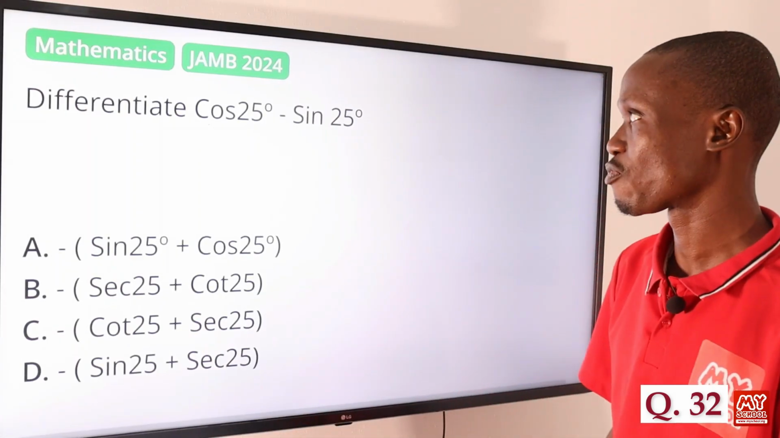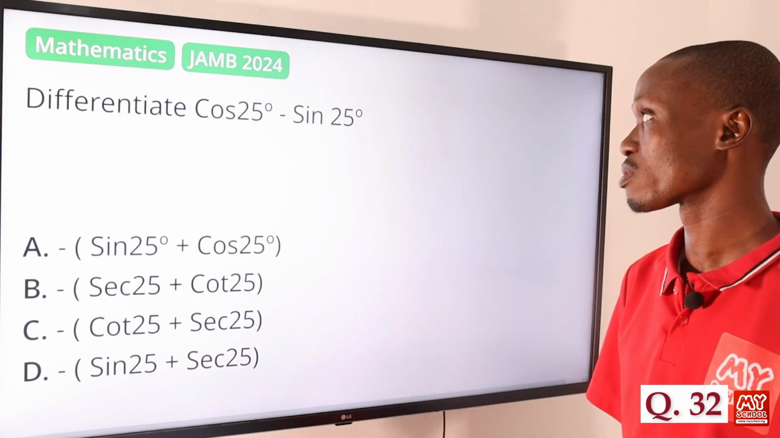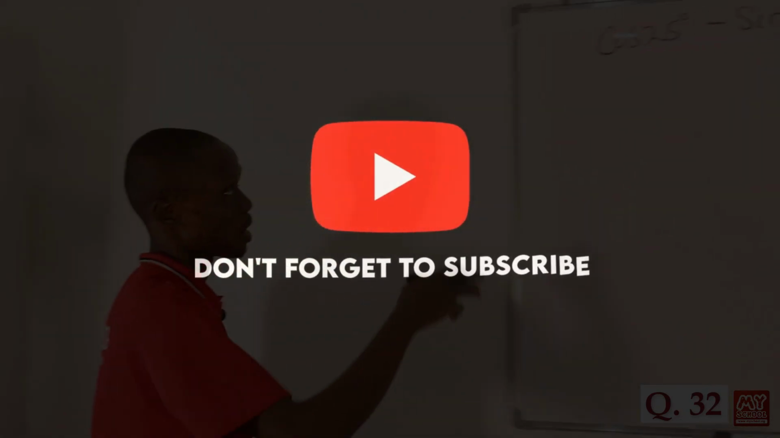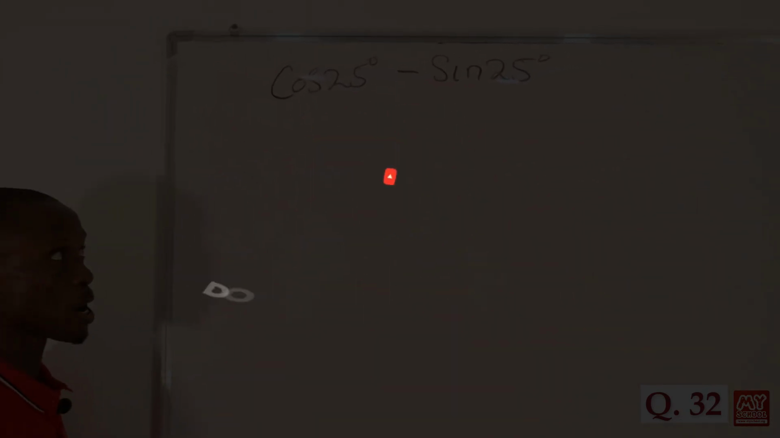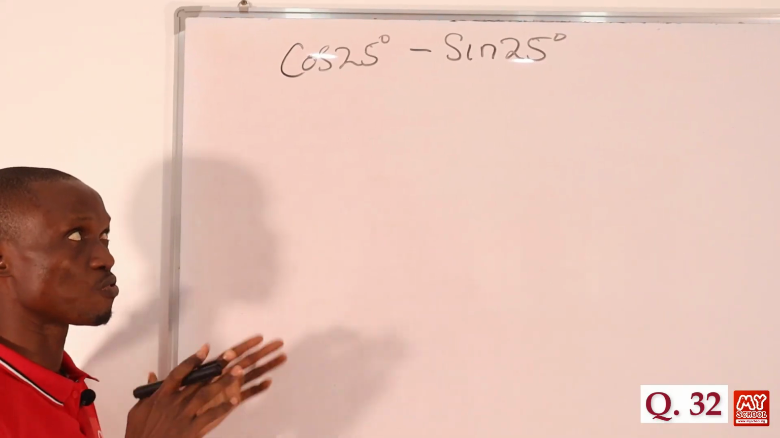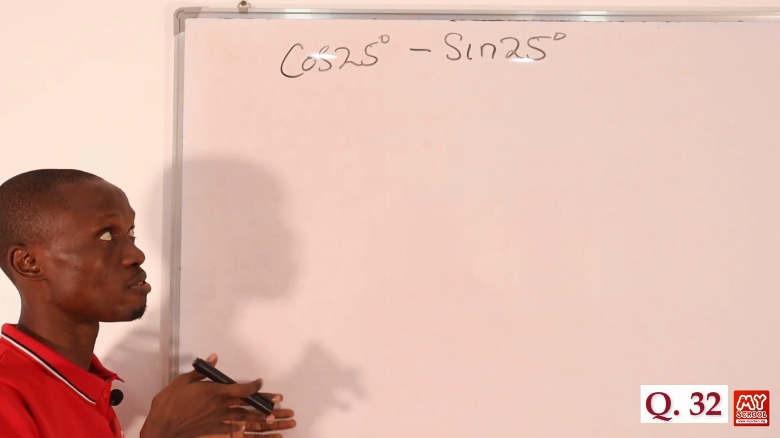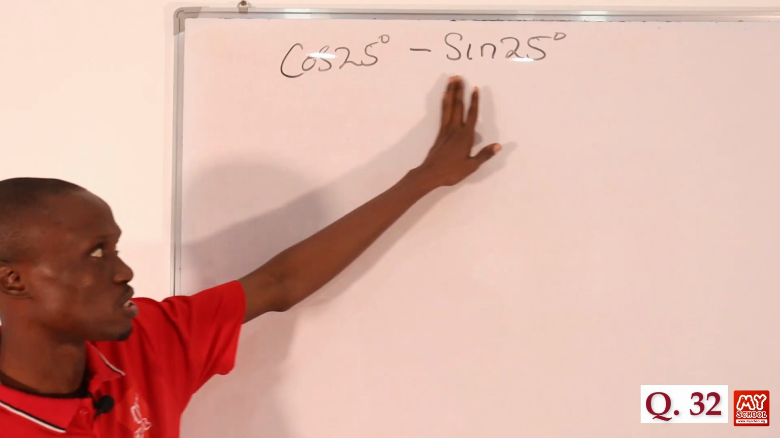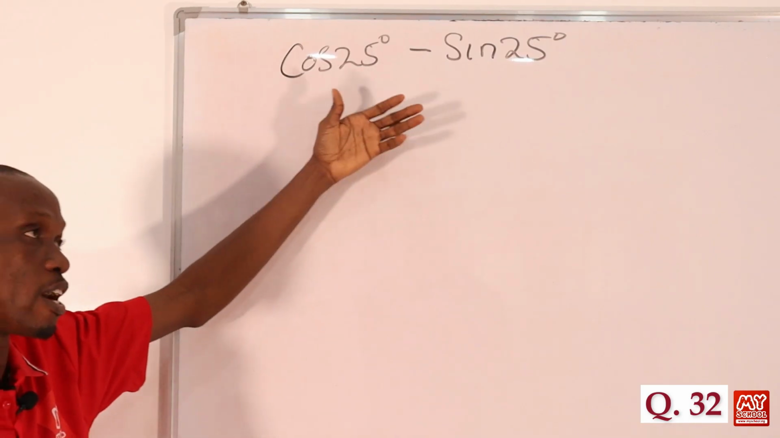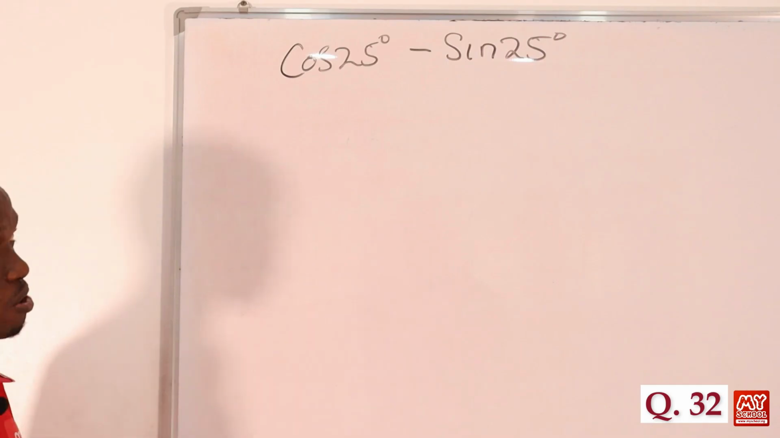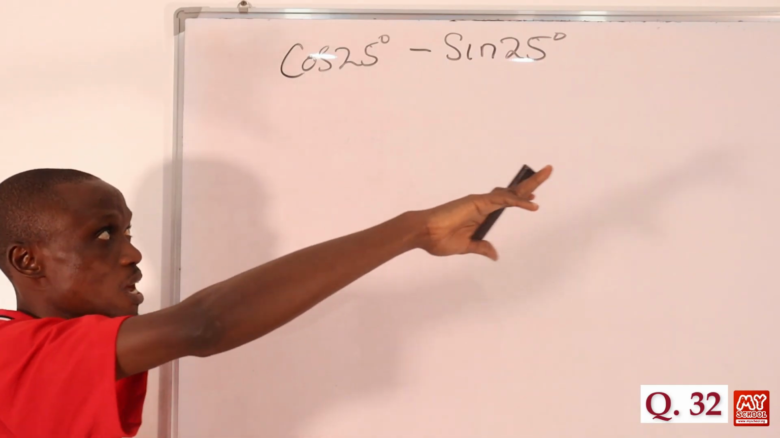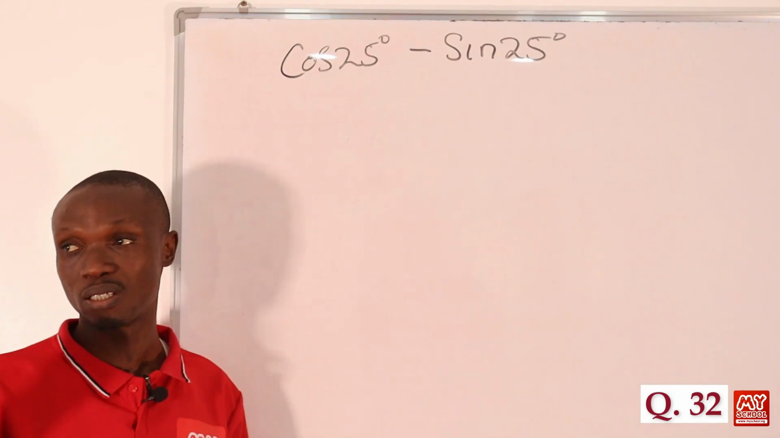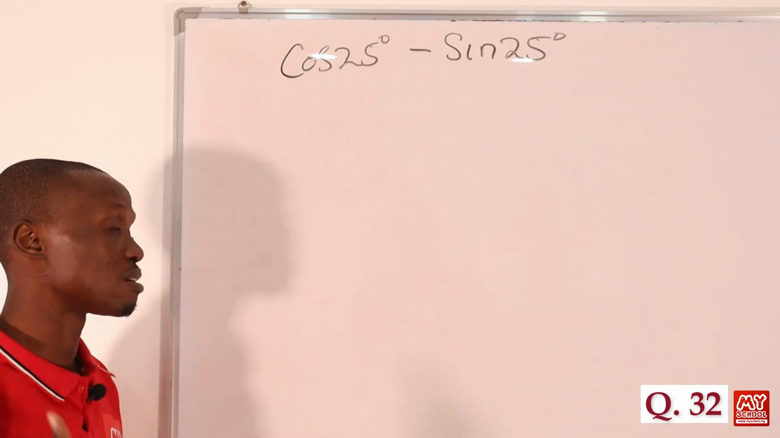Question 32. Differentiate cos 25 degrees minus sine 25 degrees. Right, so let's move over to the board to provide the answer to this question. So we are asked to differentiate cos 25 degrees minus sine 25 degrees. If you look at this question very well, when you are differentiating, you differentiate with respect to a given letter or something, right? But if you look at this question, there's nothing we are actually differentiating with respect to. Okay, whether with respect to x, theta, or alpha, right? So normally this is supposed to be considered as the differentiation of a constant. And the differentiation of a constant is equal to 0.